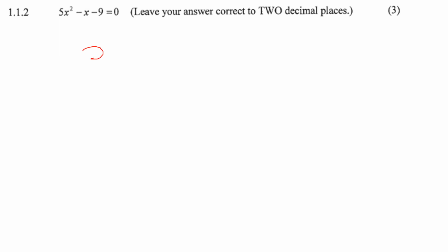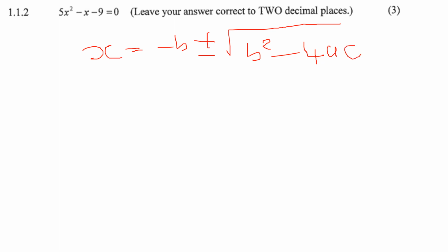So basically we'll say x equals minus b plus or minus the square root of b squared minus 4ac, all divided by 2a. So remember, this format is a quadratic format.